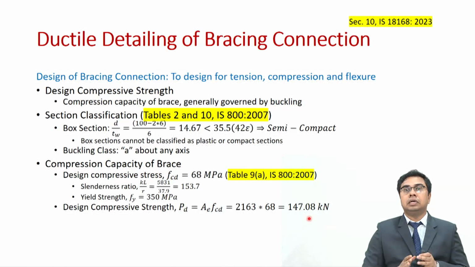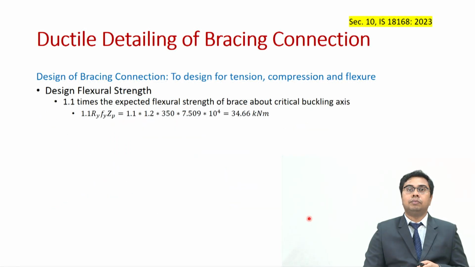Now once we have the design compressive strength for the bracing connection ready with us, we will now find out the design flexural strength for the bracing connection. Now as per IS 18168 section 10, this design flexural strength shall be given as 1.1 times the expected flexural strength of the brace about the critical buckling axis. So 1.1 times Ry times Fy times Zp. We have the values of Zp, Fy and Ry known to us, so we have calculated this to be 34.67 kilonewton meter.